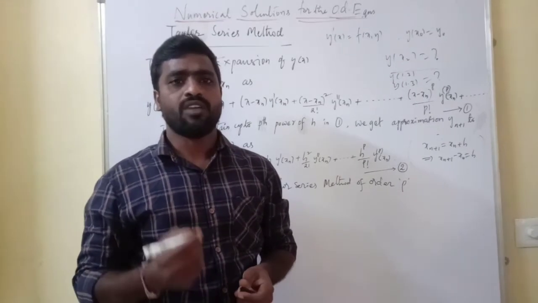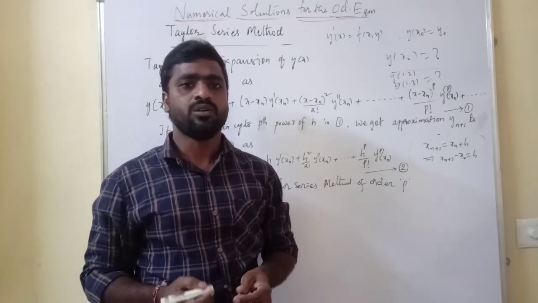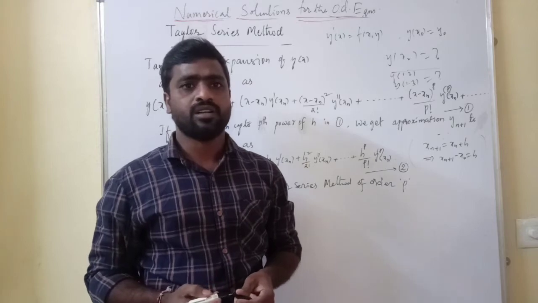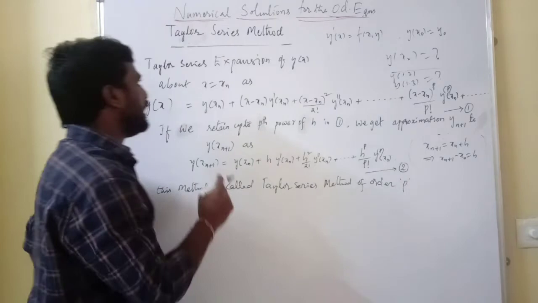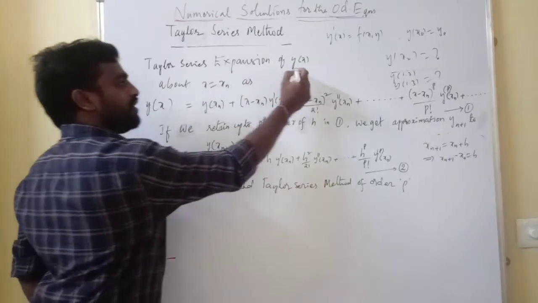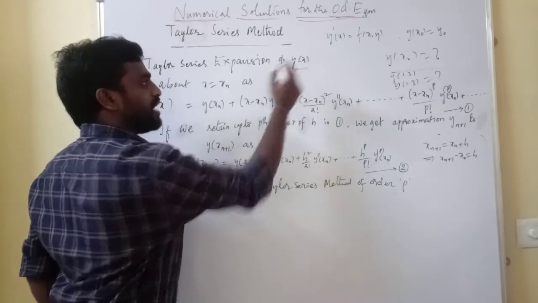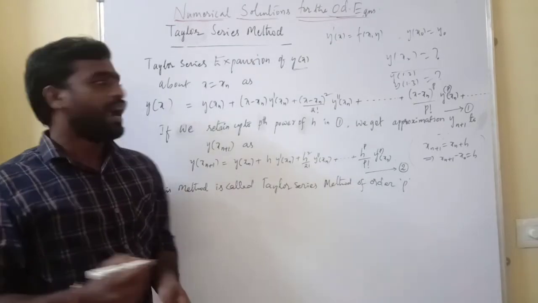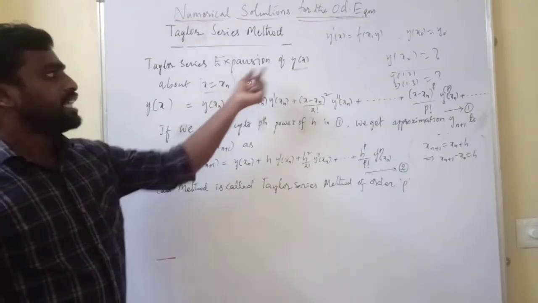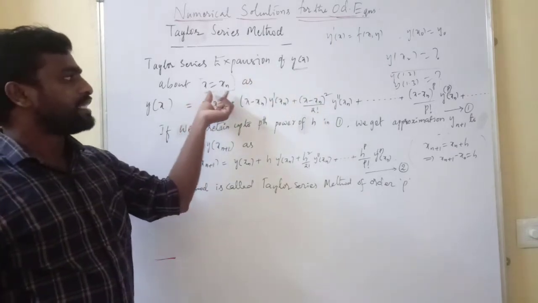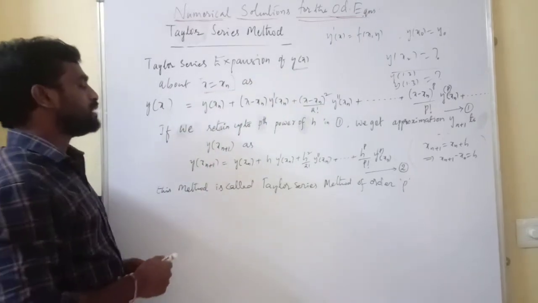So how do we derive the formula for the Taylor series method? How can you define the order of the Taylor series method? Now we are going to discuss the Taylor series method. See here, the Taylor series expansion of y of x about the point x equal to xn is what we can define.